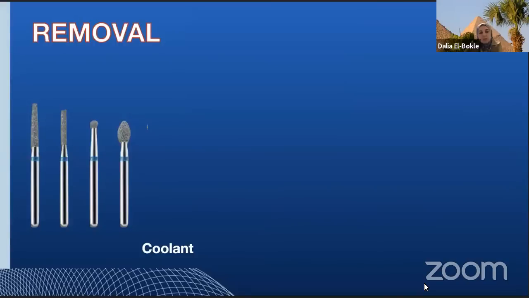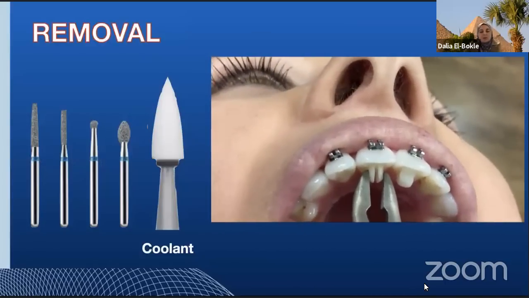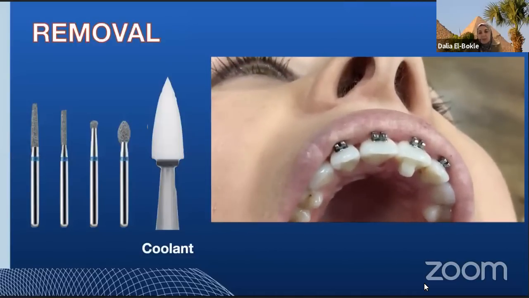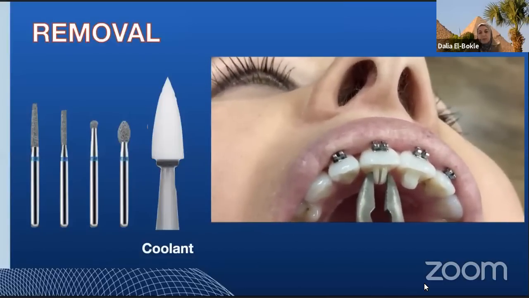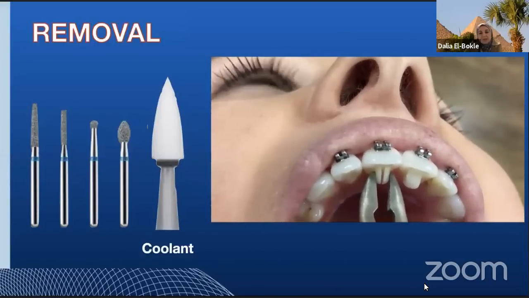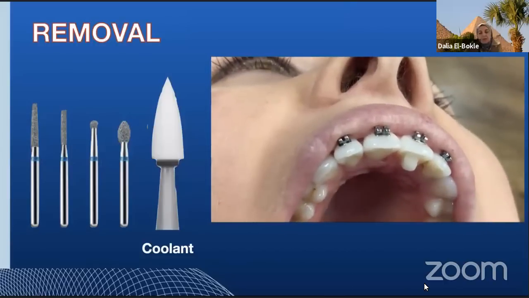As for removal, how to remove a bite turbo? Well, these are a selection of diamond stones that you can use to remove the bulk of the bite turbo using a high-speed handpiece, and then you can use the white stone and a coolant for the residue or the very remnants, because this white stone causes a lot of heat generation. This is an example of how you can squeeze a palatally bonded bite turbo with a Howe plier after making a slit in the middle. So you have to make a slit in the middle and then squeeze it off with a Howe plier.